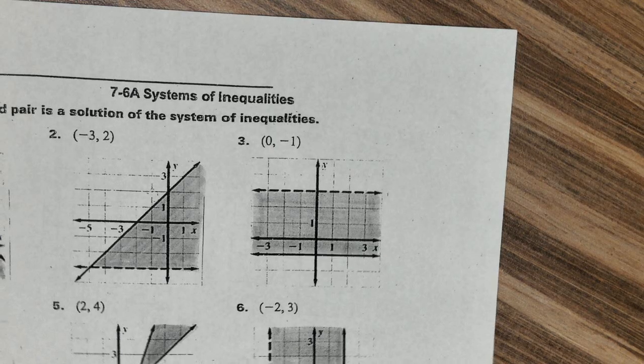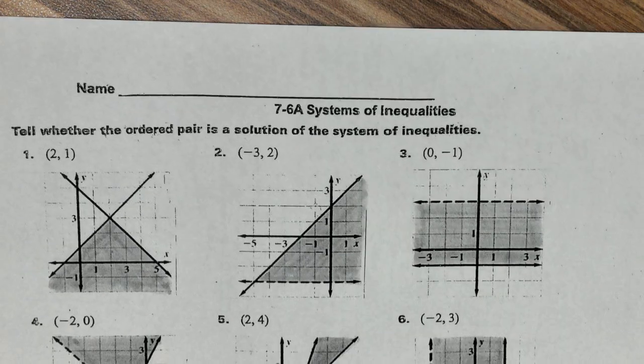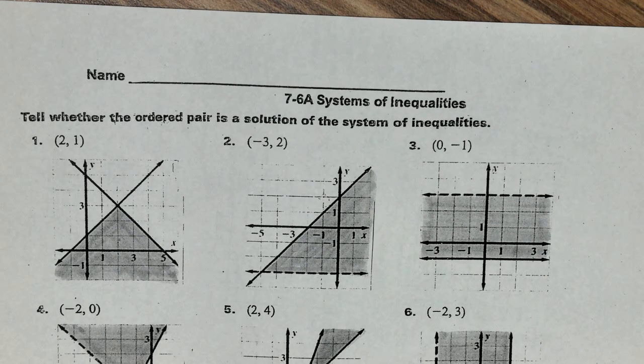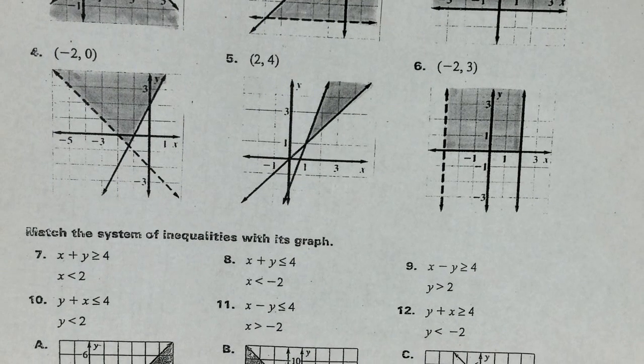Okay, put your name on your paper. On 1 through 6, it says tell whether the ordered pair is a solution. So your answer will be what? Anybody? Yes or no. Okay, move on to 7 through 12. I just want you to match the system with its graph.